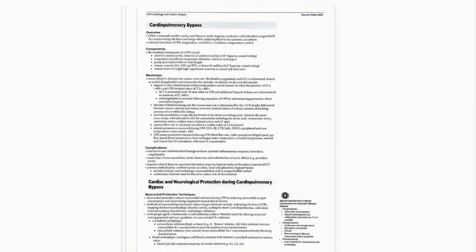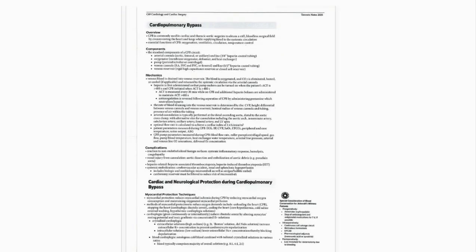Fourth is the venous cannula, inserted into the right atrium, superior and inferior vena cava or femoral vein to drain deoxygenated blood into the bypass circuit. Finally, blood enters a venous reservoir, which may be either a rigid, high capacitance reservoir or a closed, soft reservoir before passing through the oxygenator.